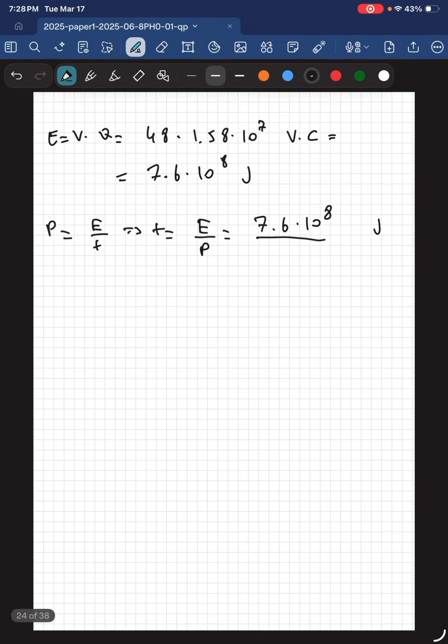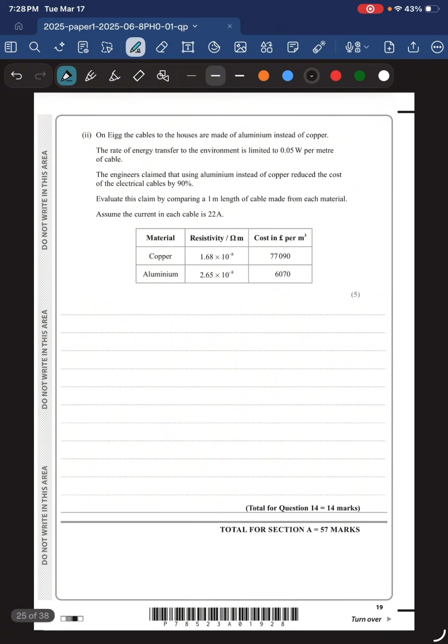So yeah, the power that can be outputted is 20,000 watts, and a watt is a joule per second. If we do this calculation, we find 38,016 seconds, which is 10.56 hours. So, okay, that's plenty of time. Right, we're done with this part.